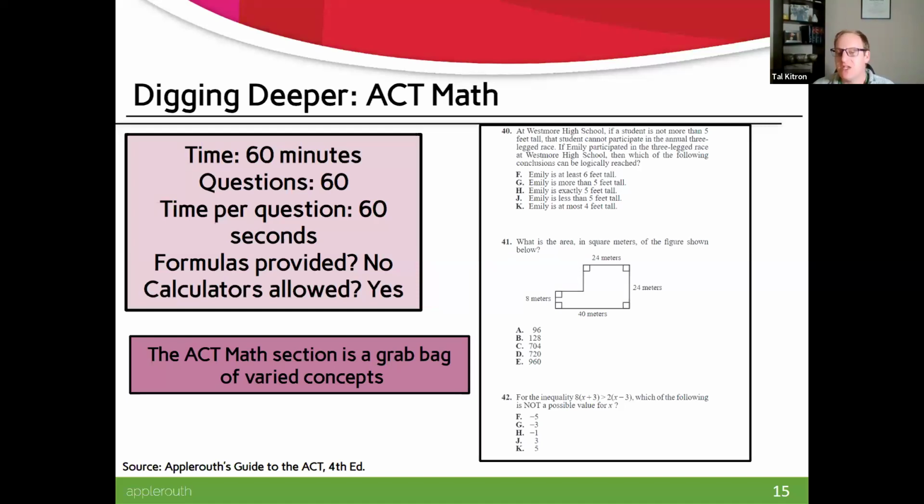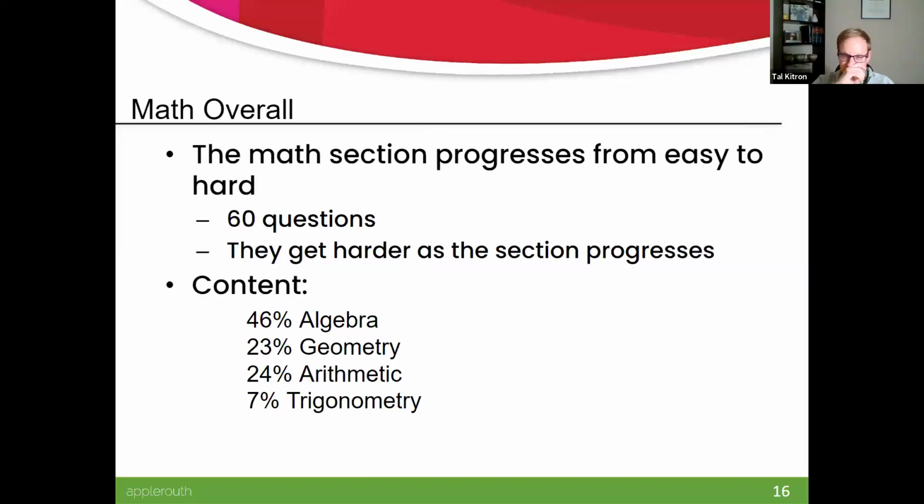So even on this page, you can see 40 through 42 has a word problem on logic. It has a geometry problem with area on a weird shape. And then it has an inequality question. And that's what you can expect. SAT hammers the algebra, ACT bounces everywhere. It goes from easier to harder. Of course, there's some overlap.